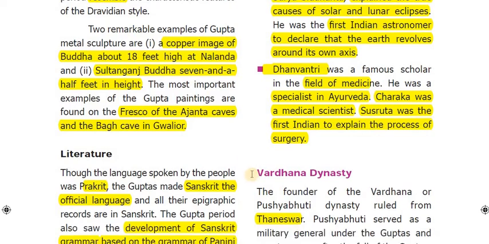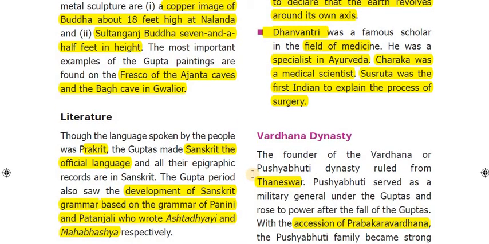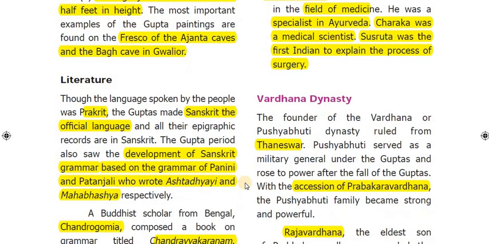caves in Gwalior. Literature. Though the language spoken by the people was Prakrit, the Guptas made Sanskrit the official language, and all their epigraphic records are in Sanskrit. The Gupta period also saw the development of Sanskrit grammar based on the grammar of Panini and Patanjali, who wrote Astadhyayi and Mahabhashya respectively.